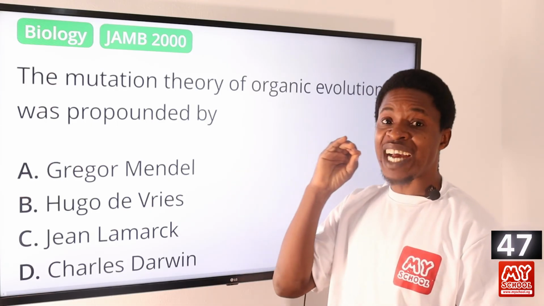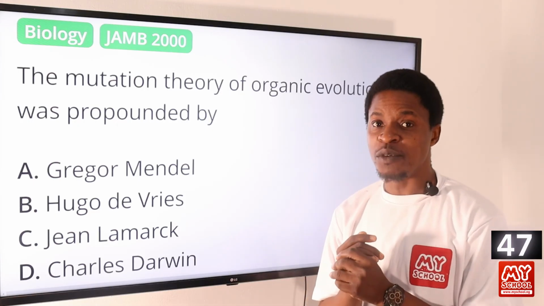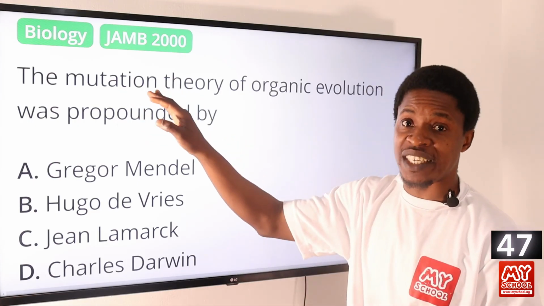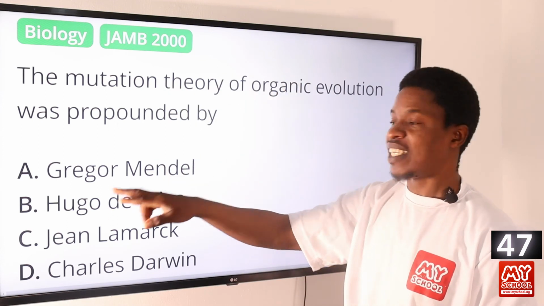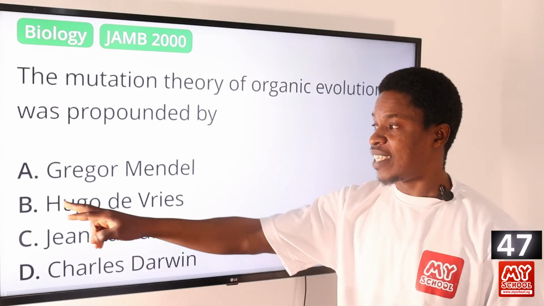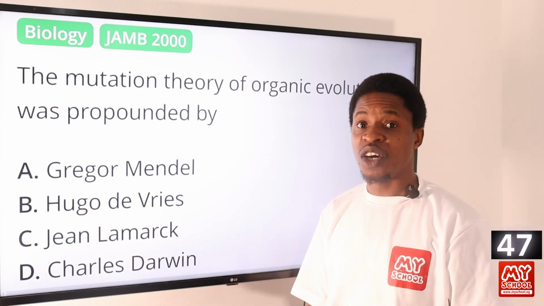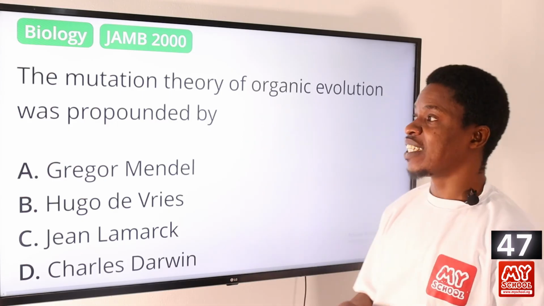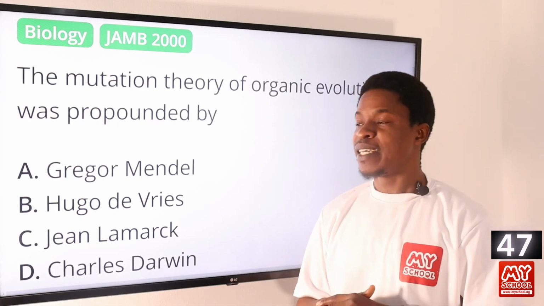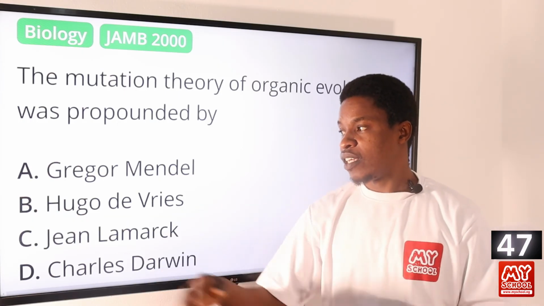But the person that actually propounded the theory of mutation, which we call the mutation theory, is no other person than Hugo de Vries. This man was the first scientist to propound a theory on mutation in organic evolution. So the correct answer is option B, Hugo de Vries.